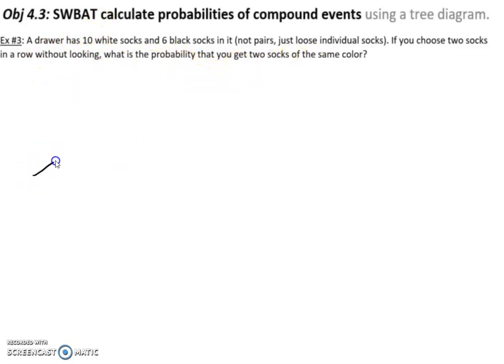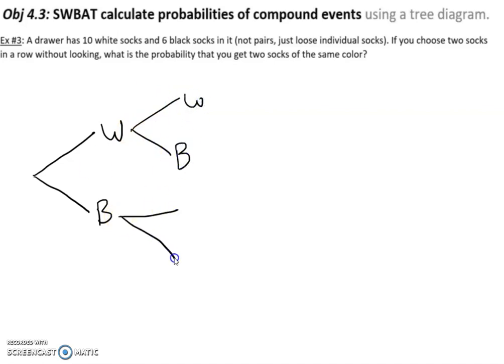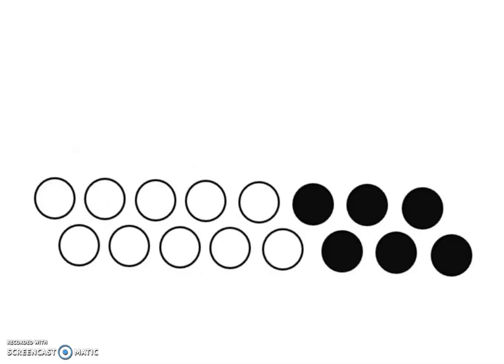So, first event, you choose a sock. It could either be white or black. Second event, you choose another sock. It could be white or black, and that occurs for both of these. So the tree part of this tree diagram is probably the easy part. The hard part is going to be the probabilities.